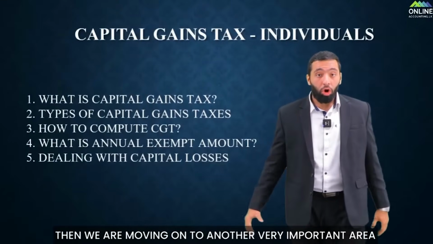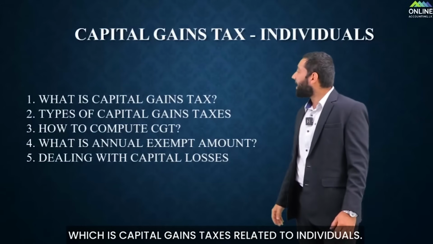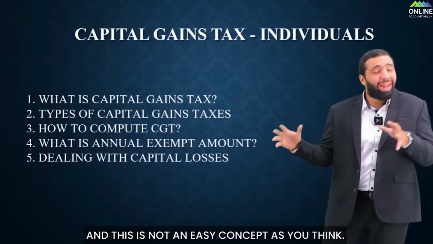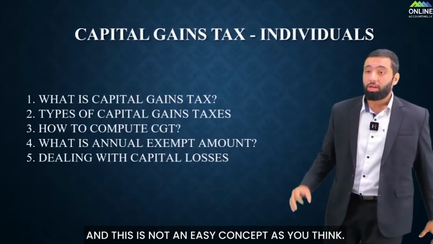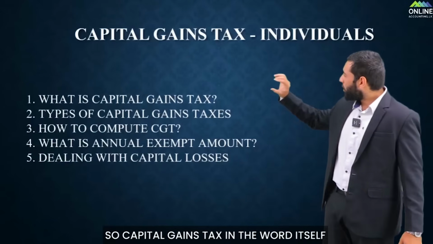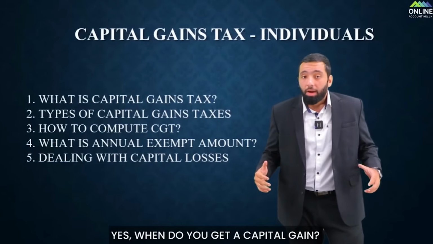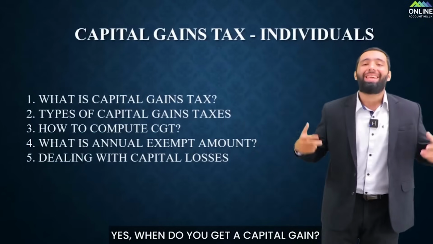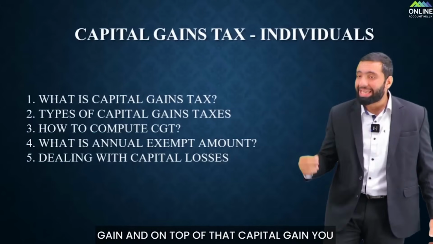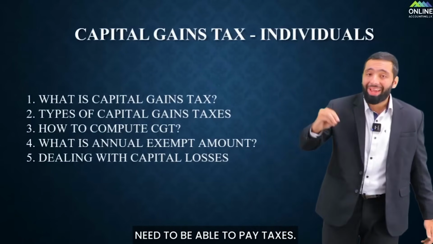And then we are moving on to another very important area, which is capital gains taxes related to individuals. Yes, this is very, very important, and this is not an easy concept as you think. So number one, what is CGT, capital gains taxes? In the words themselves, you need to be able to understand. Yes, when do you get a capital gain? By selling an asset. When you sell an asset, you get a capital gain, and on top of that capital gain, you need to be able to pay taxes.